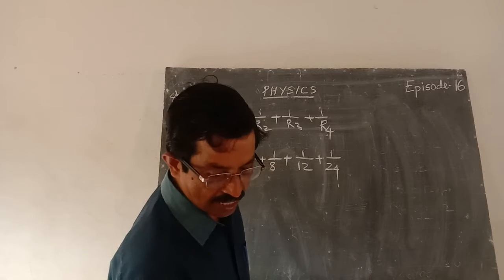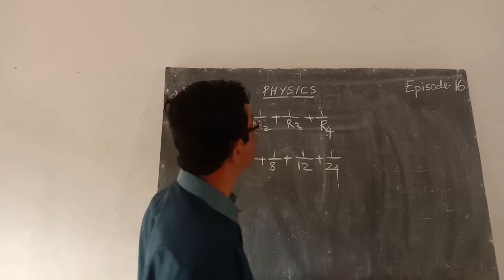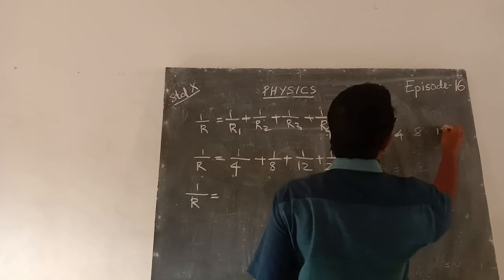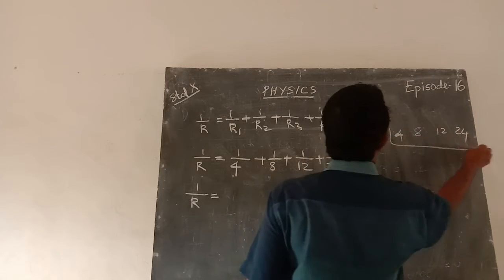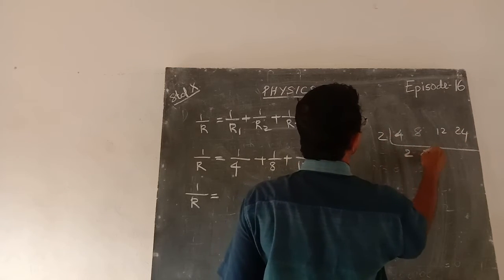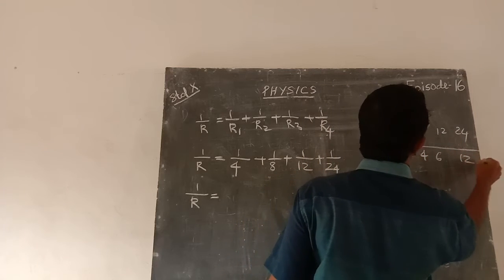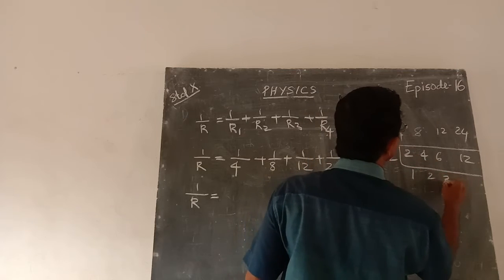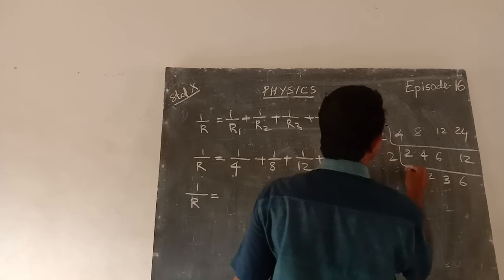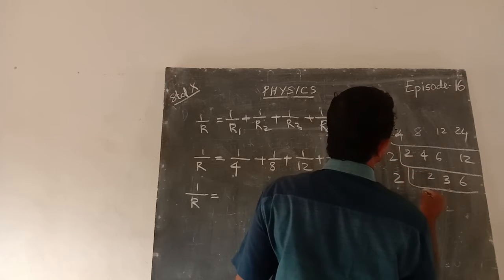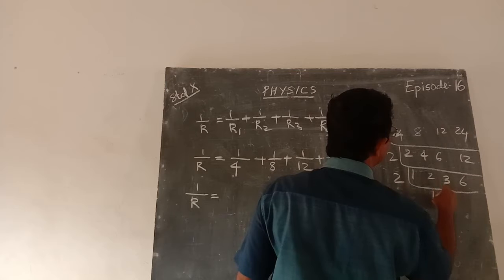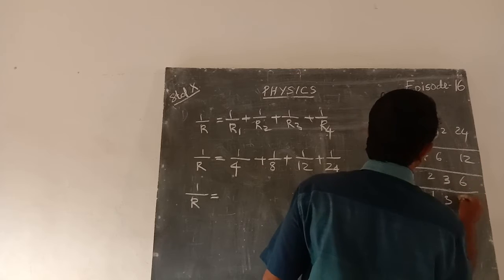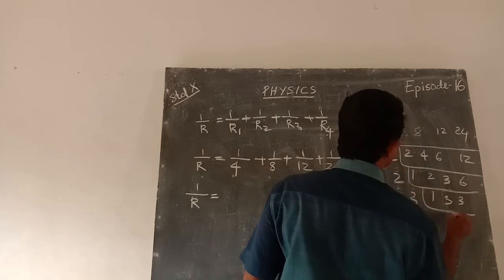You know how to find the LCM of this? How can we find it? That means 4, 8, 12, 24. With the 2: 4, 6, 12. Again with the 2: 1, 2, 3, 6. Again with the 2: 2, 1, 1, 3. Here 2 times 3. Again with the 3: 1, 1.